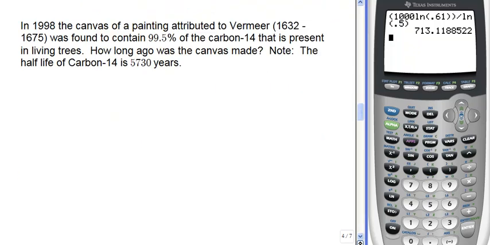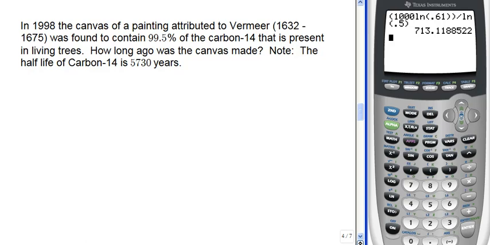Okay, in this next example, we're going to talk about another common type of radioactive decay problem. It's one that involves the element carbon-14. And carbon-14 is something that scientists use to measure how old things are, because you can measure how much carbon-14 is present in that living object. And we know the half-life of carbon-14 is 5,730 years, so scientists can measure based on that how old the object is.